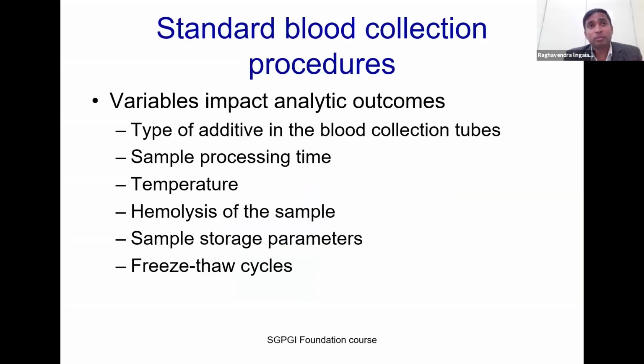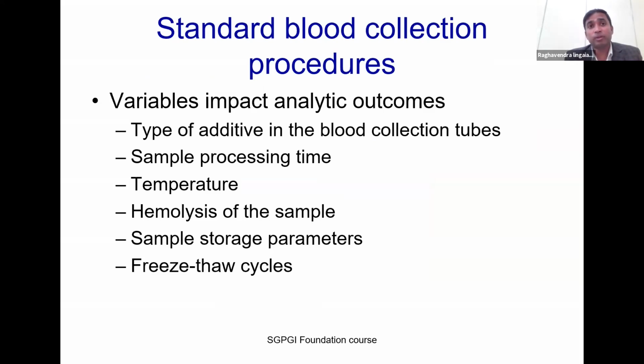So there are many variables which impact your analytical outcomes. One of them I already told is hemolysis, and another is if the sample is not stored properly, and also the type of additive. The vacutainer, if it is not properly used, can result in wrong results. Also delay in the processing time.